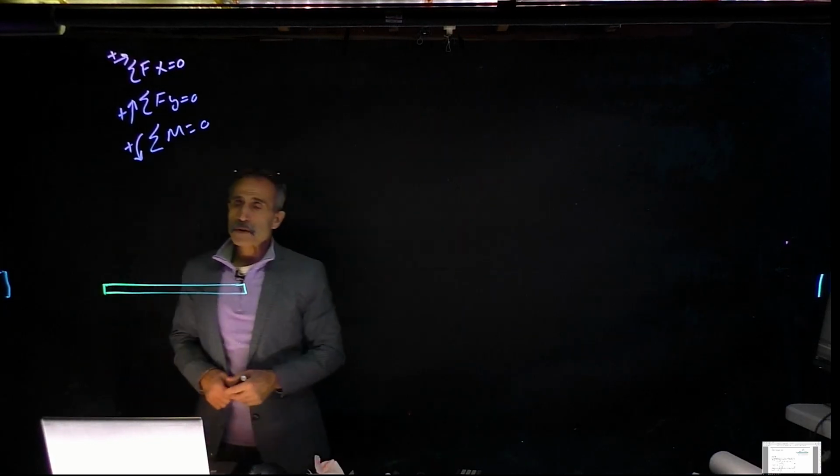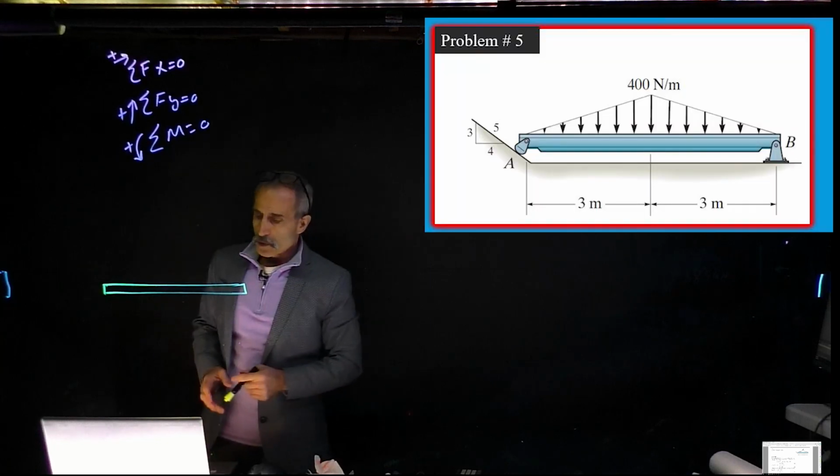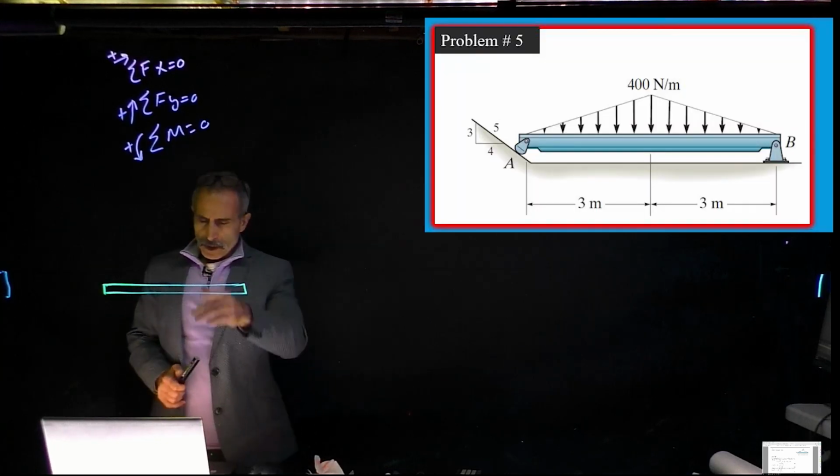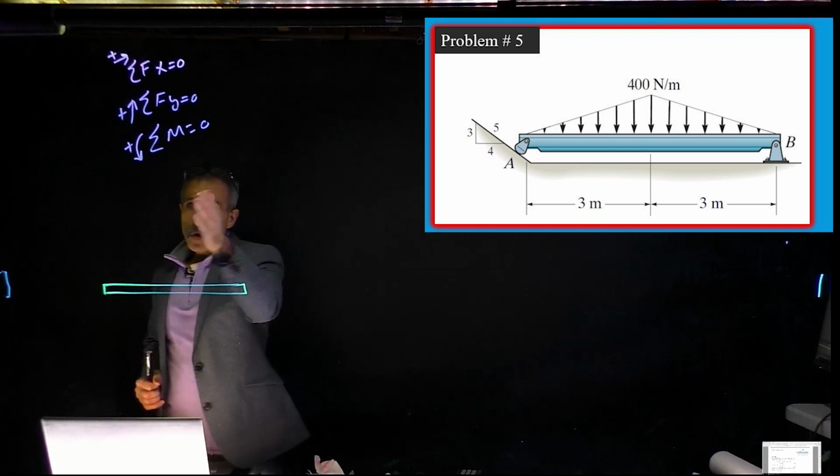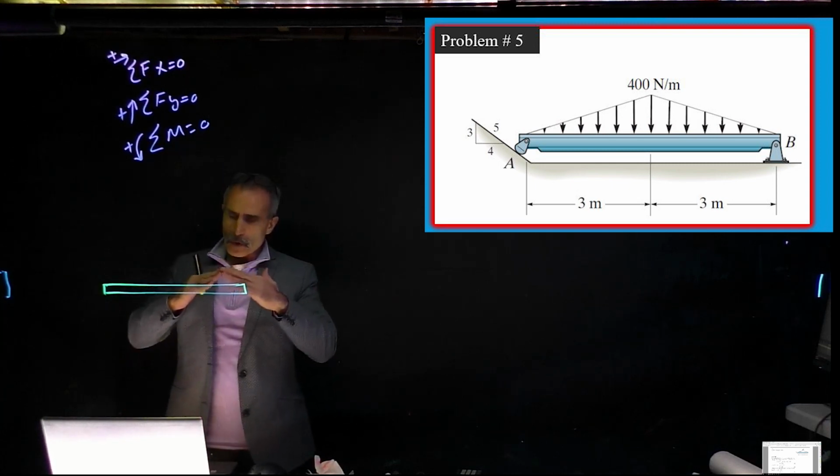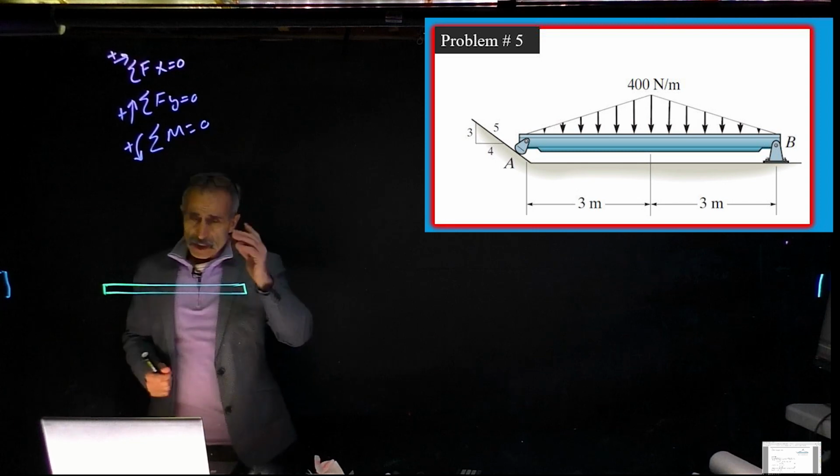As you can see on the board, I'm just going to go ahead and draw the free body diagram to save some time here. And you look at this beam, it has a uniformly distributed load in a triangle shape on top of it. And we'd like to find the reactions.